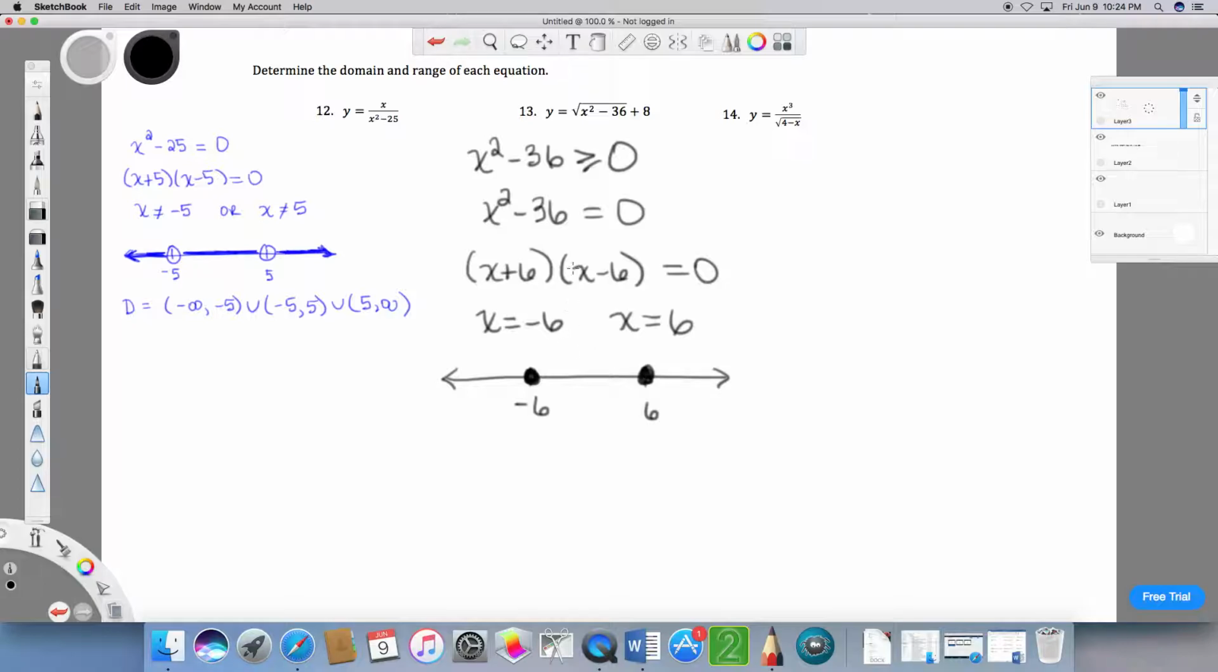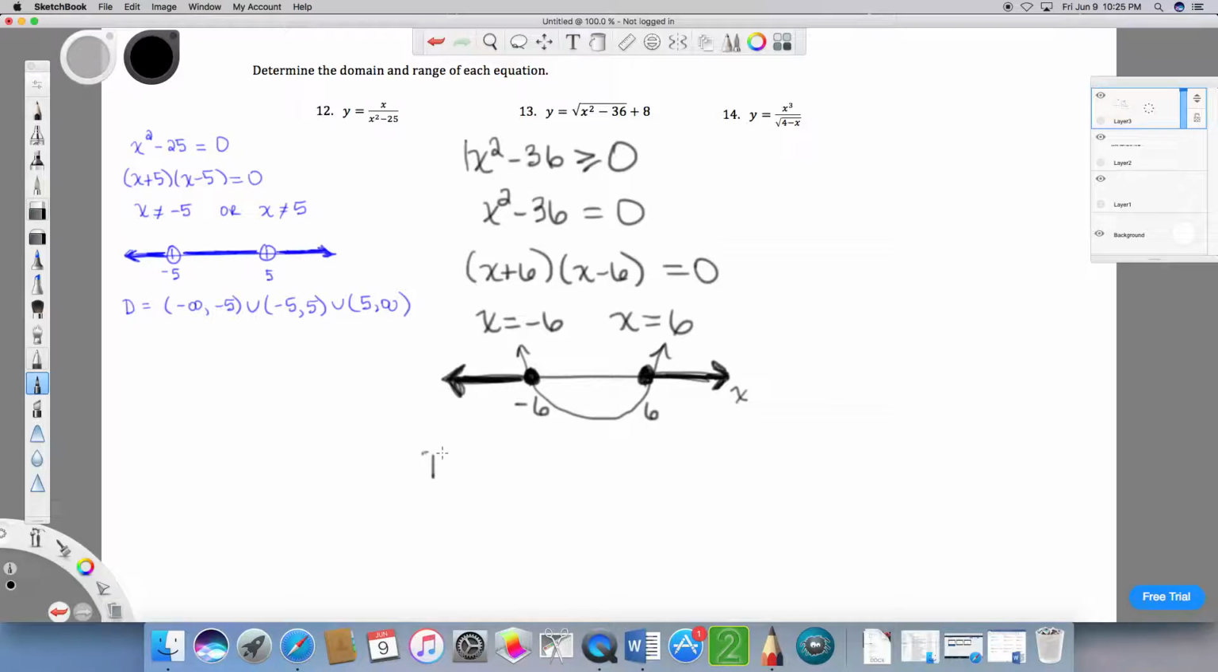Now, remember that x squared minus 36 is a parabola that opens upward. And what we want is for the y coordinates of this parabola to be positive, in other words, to be above the x-axis. So we're interested in all of these x's that have corresponding y values that are above the x-axis.